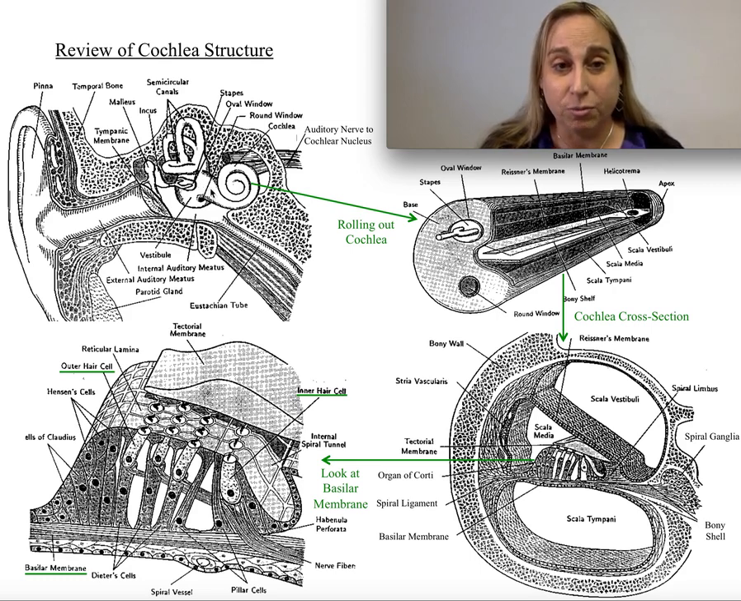And so this is a rolled up structure. But if I were to take this structure and roll it all the way out, what I would see is the base structure, the stapes, that's actually pushing fluid into this. So that's this little structure right here.